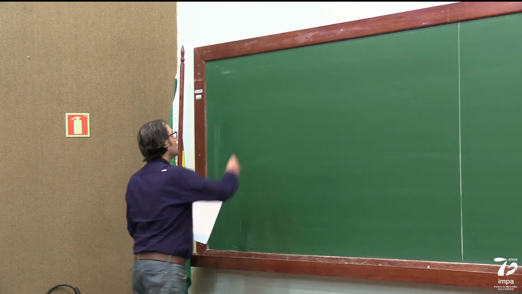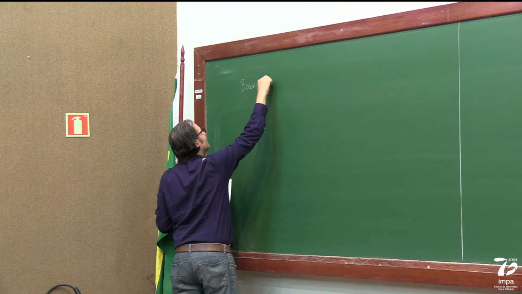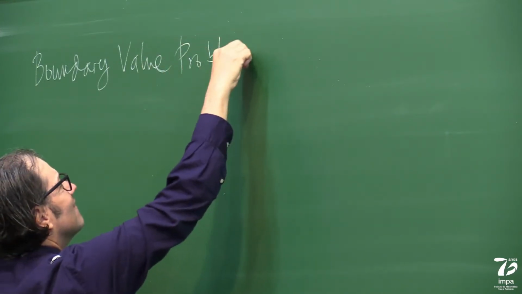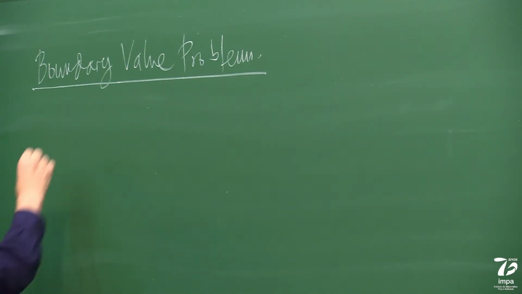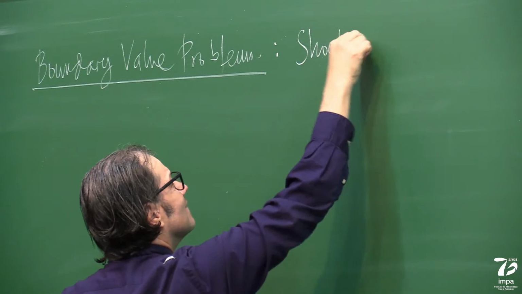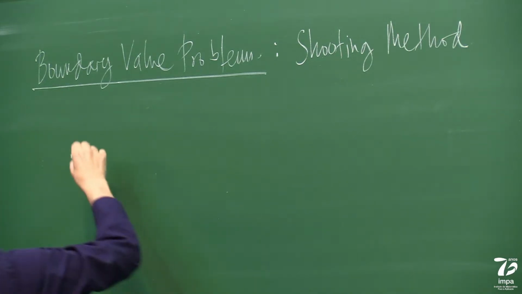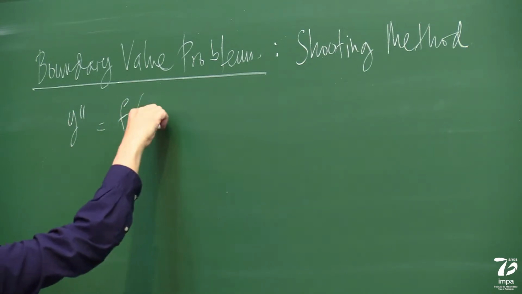So let's continue looking at boundary value problems numerically, and we saw a little bit of an easy version of a shooting method. So now we're looking at the shooting method. Our ODE is this one, a nonlinear one.